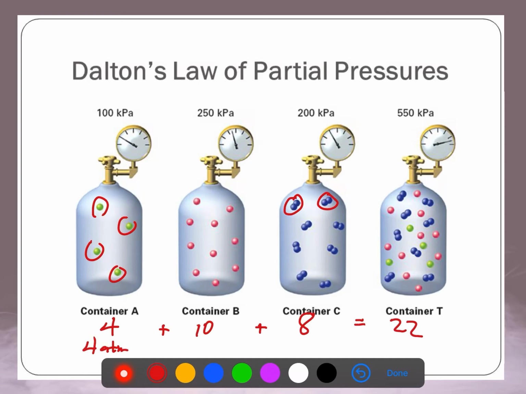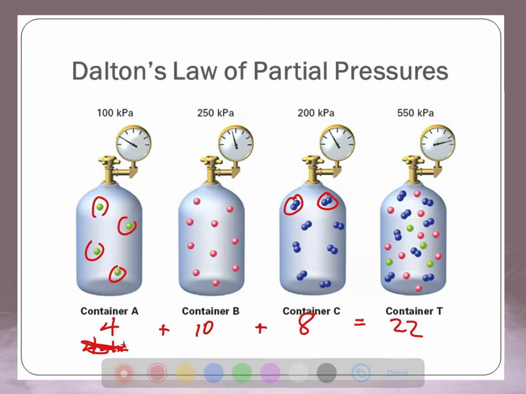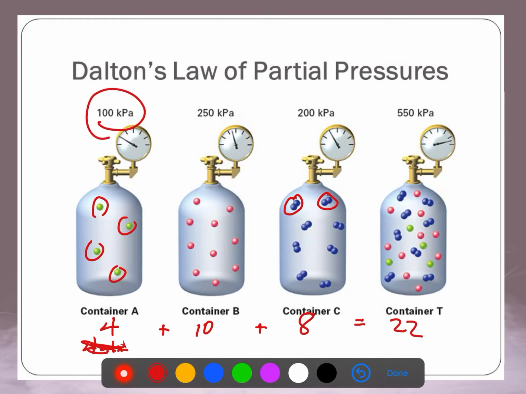So that means that if container A had a pressure of 4 atmospheres, well, actually, we can just read the pressures off of the example. I'm sorry. If the first one is 100 kilopascal, and the second one is 250, third one's 200, then they're going to add up to equal 550 kilopascal. But the same ratios. 100 to 550 is the same as 4 particles to 22. 250 kilopascal for the second one would be the same as 10 out of 22 for the total container. It would be the same percentage. So again, an easy application of Dalton's law.